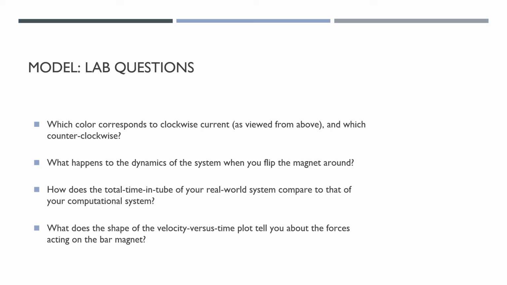The last question is, does the shape of your velocity versus time plot tell you anything about the forces acting on the bar magnet? When the magnet is in the tube, the velocity is constant, as you can see in the graph, so that means that the magnetic and gravitational forces are balanced due to Newton's second law.